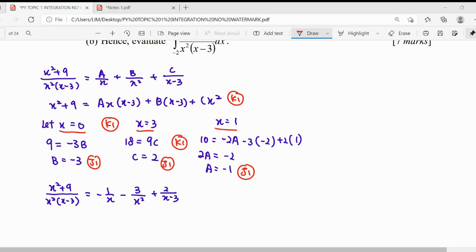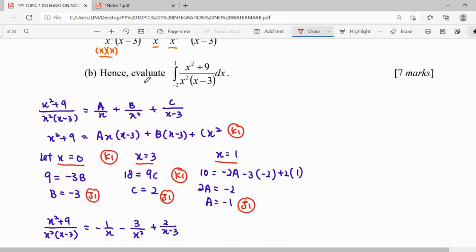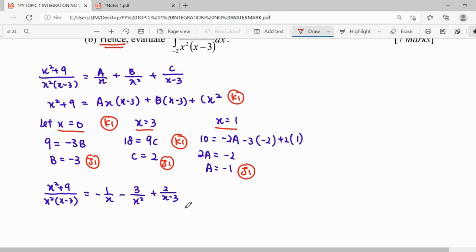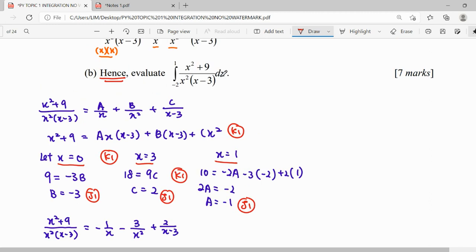Okay, so we continue. For part B, they say "hence." When we look at "hence," it means we have to use our result. Okay, so this is a very important keyword, "hence." Hence means we need to use this result to find this integration. Okay, so we find this integration.